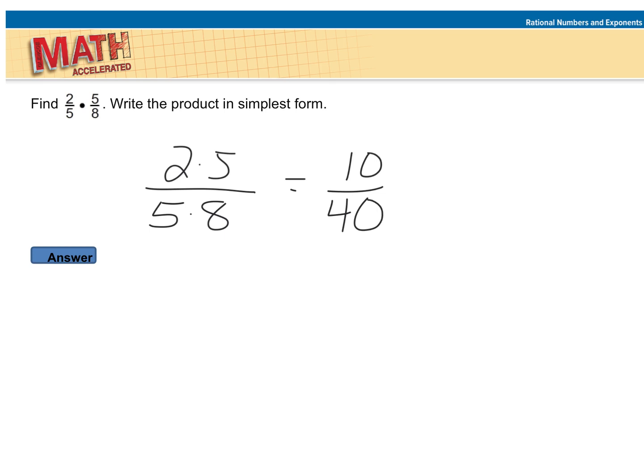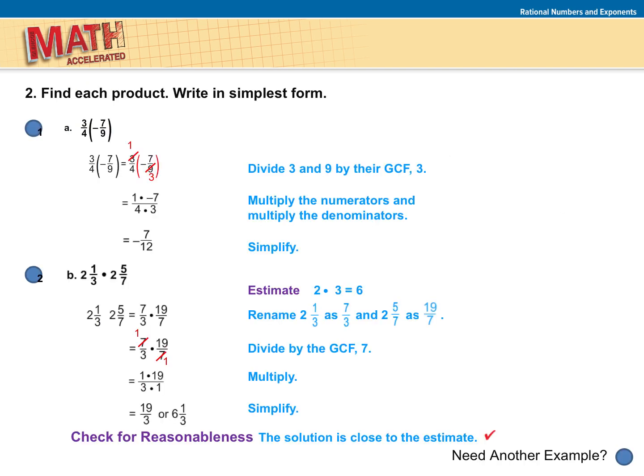Yes. How? Divide by 10. Divide by 10 on the top and divide by 10 on the bottom. What do you get for the top? 10 divided by 10, 1. 40 divided by 10? 4. So we just get 1/4.